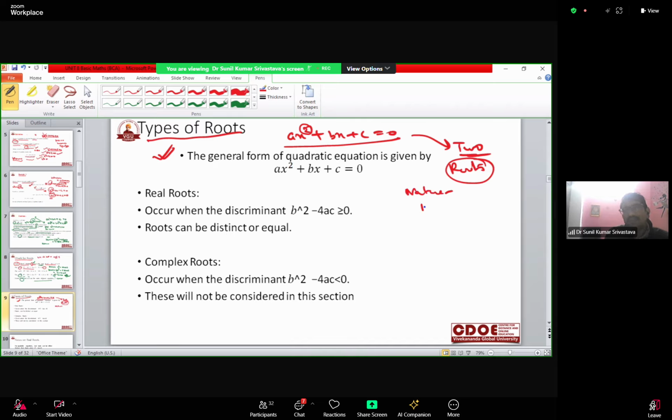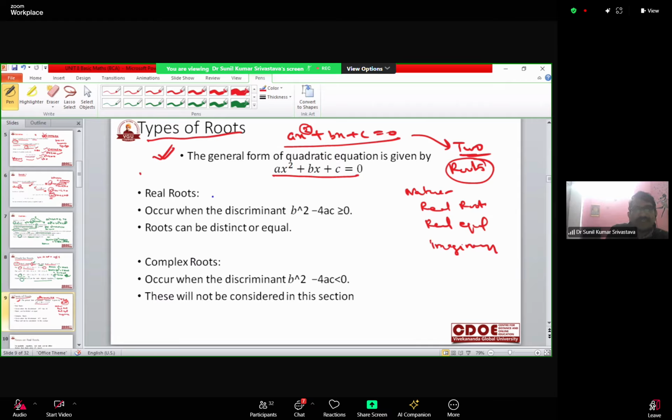It could be real and distinct roots. It could be real and equal roots. That is, equal roots. And it could be imaginary roots.